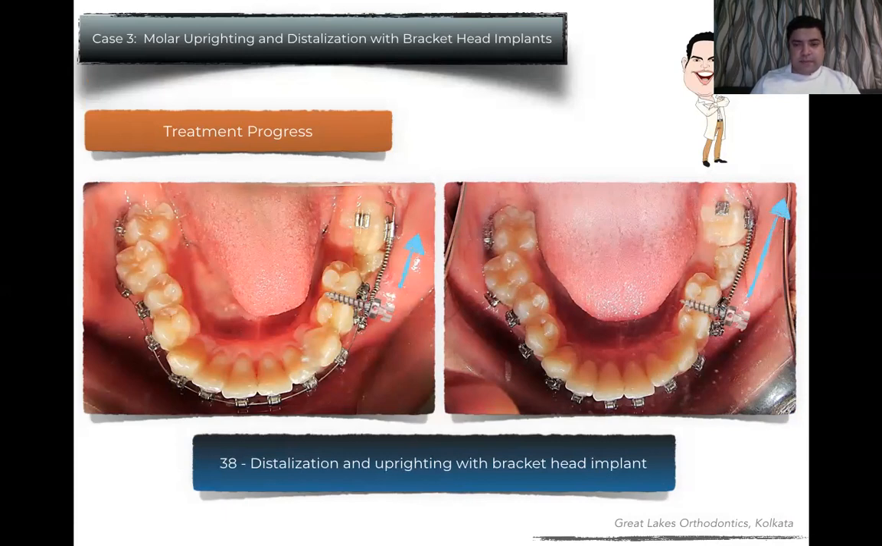The advantage of the bracketed implant here is that it prevents lower anterior flaring, since the anchorage is absolute anchorage in this case. Otherwise, had we used dental anchorage, the lower incisors, which are already proclined, would have proclined further.